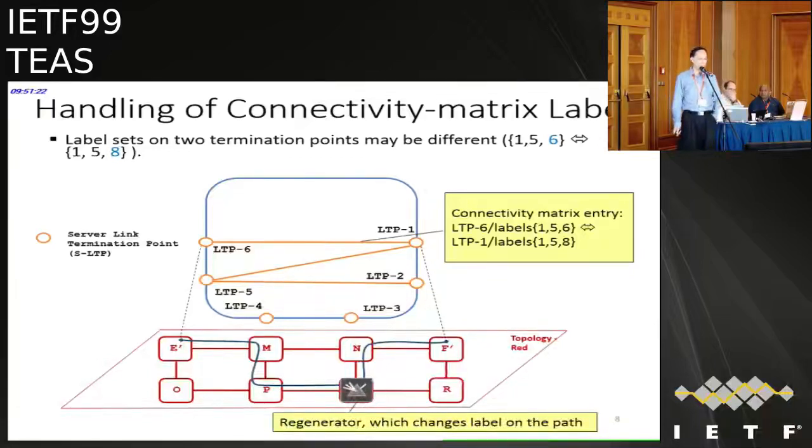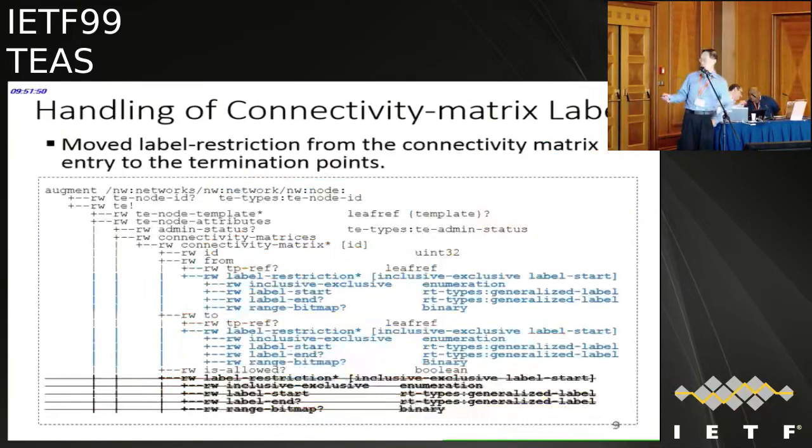We also improved the handling of connectivity matrix labels. In some cases like this, if we have a region of some devices, we change the label from one end to the other end. In this case, the label on one side is 6, changed to 8. To accommodate this kind of use case, we moved the label restriction set from the common connectivity matrix entry to the source and the destination.